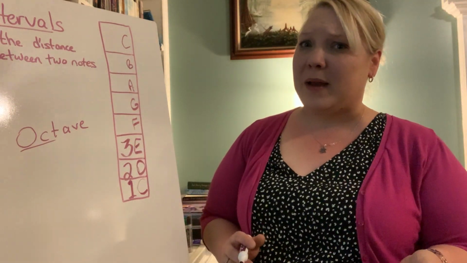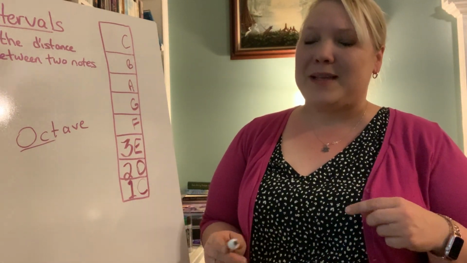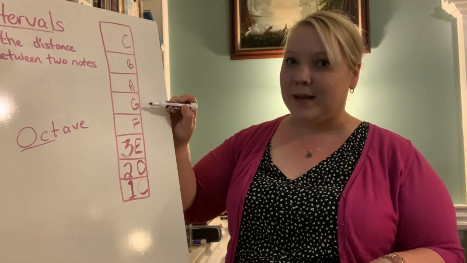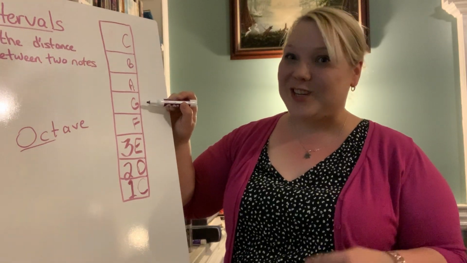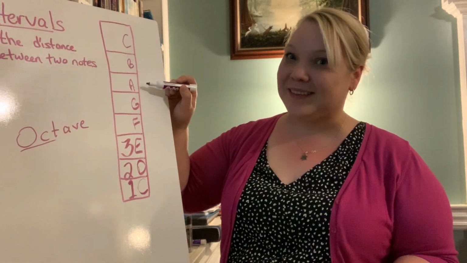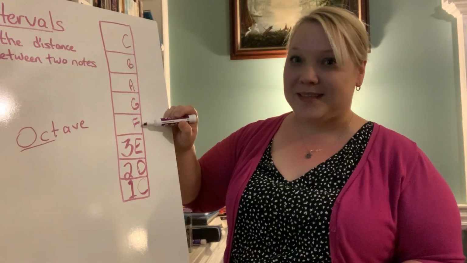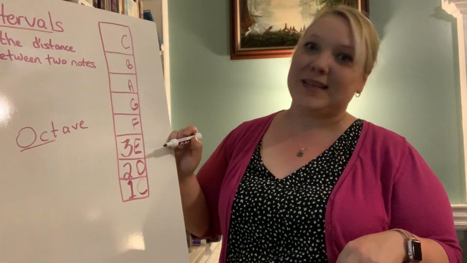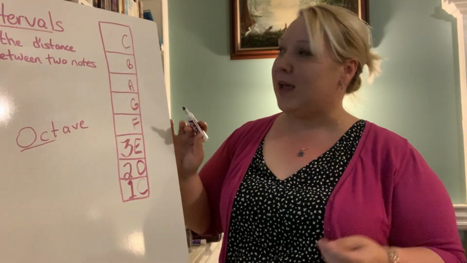Now, one thing I need to tell you about intervals is it's a distance. It doesn't necessarily matter if you're going up or down. So A to G would be called a second, just like G to A would also be called a second, okay? E to F is a second, F to E is also a second. You're either going ascending or descending seconds or descending thirds or whatever.